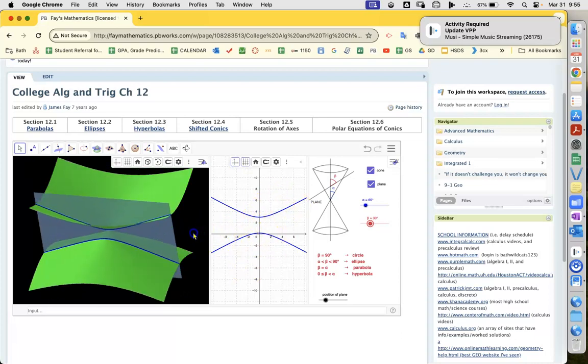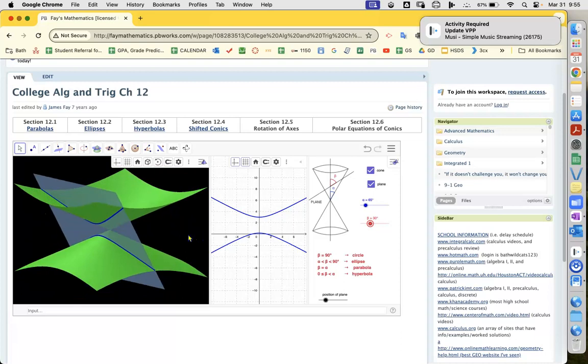So we get four different things when we take a plane and cross it with a set of inverted cones. We either get a parabola, an ellipse, a hyperbola, or a circle. And those are referred to as conic sections, conic meaning cone.